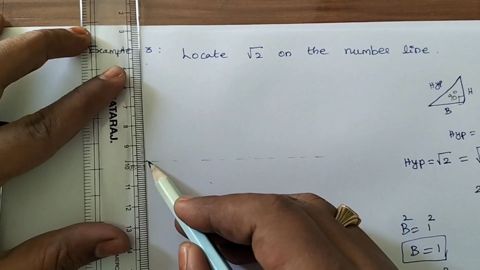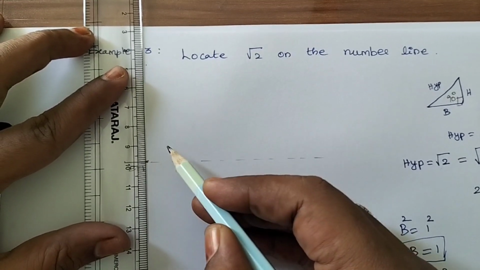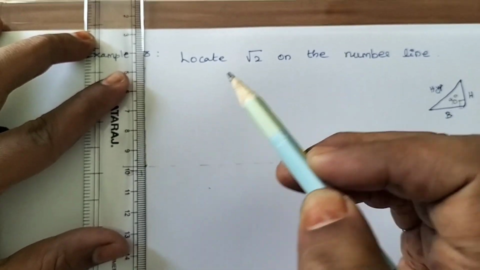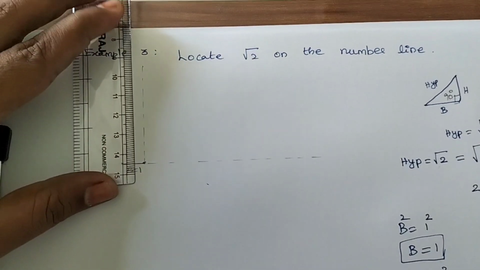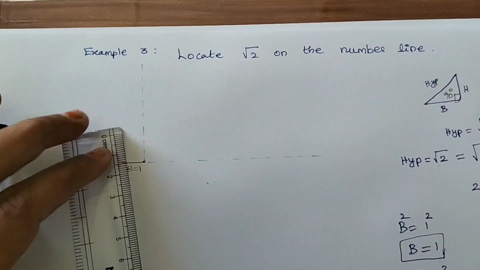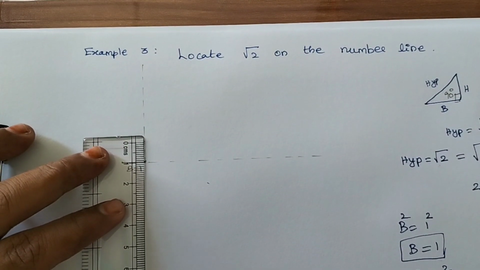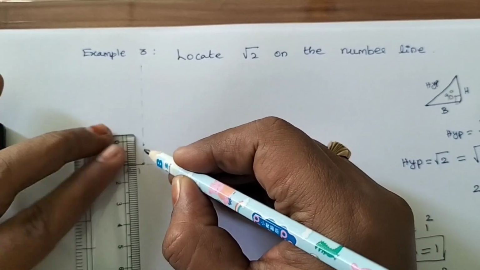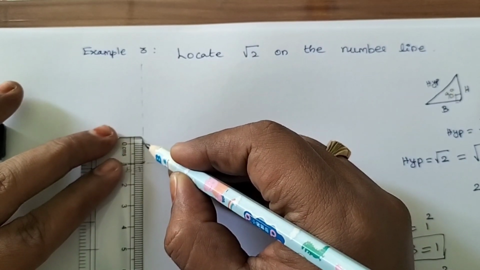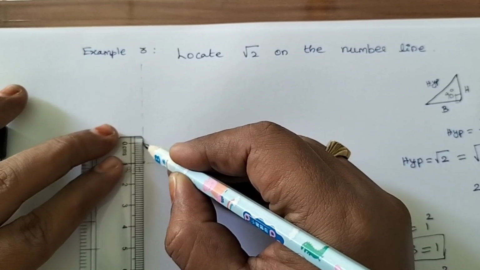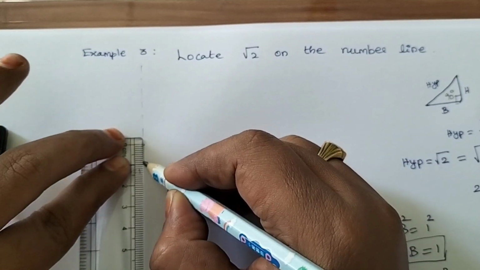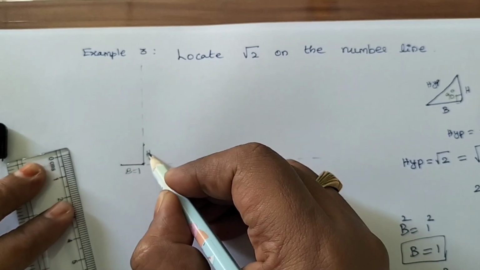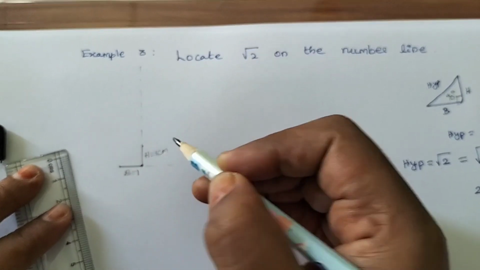So just connect this point, the already measured one, to this point with a dotted line. Once you have connected, measure 1 centimeter here and put a dot. Now join these two dots, which is 1 centimeter. So now this is nothing but height equal to 1 centimeter.